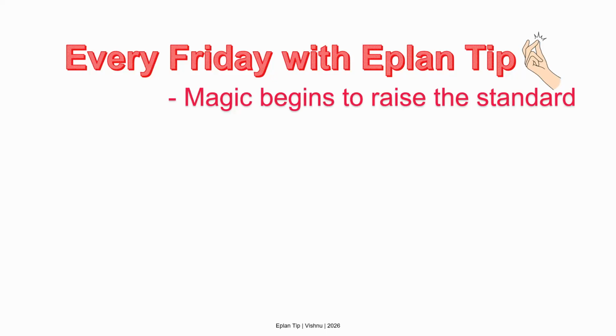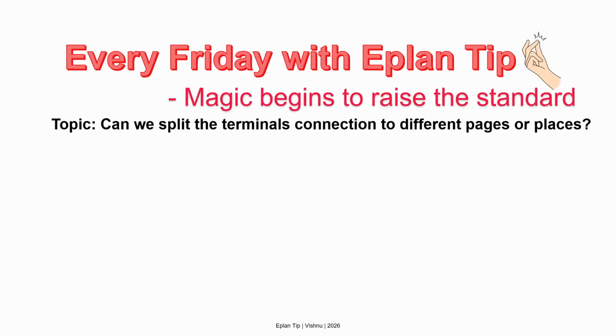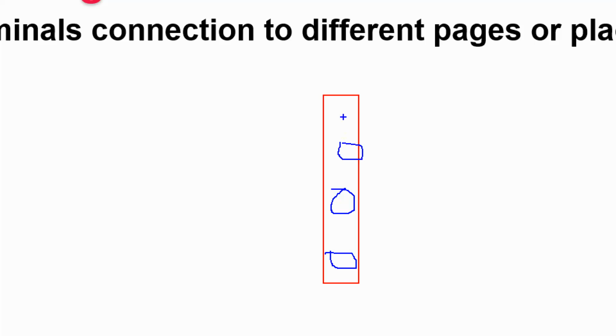So today's topic is an interesting one. Can we split the terminal connections across different pages or places? What I'm trying to say is, if I have a terminal and different connections A, B, C, D, is it possible to have the connections on different pages? Can we do it in EPLAN? And if we do it, what do we call it? That also we'll try to understand. And definitely this is an interesting topic.